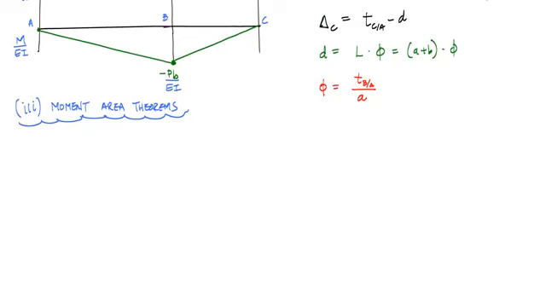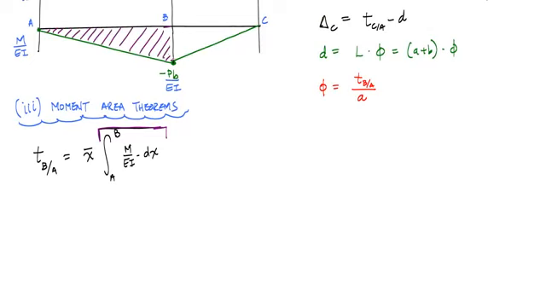So now I'm finally ready to apply the moment area theorems. And the first one I'm going to calculate is this vertical distance to point B from the tangent line at A, which says that TBA is equal to this first moment of area of the integral from A to B of x bar times M over EI times dx. And this integral, from A to B, represents the area from A to B of the curvature diagram.